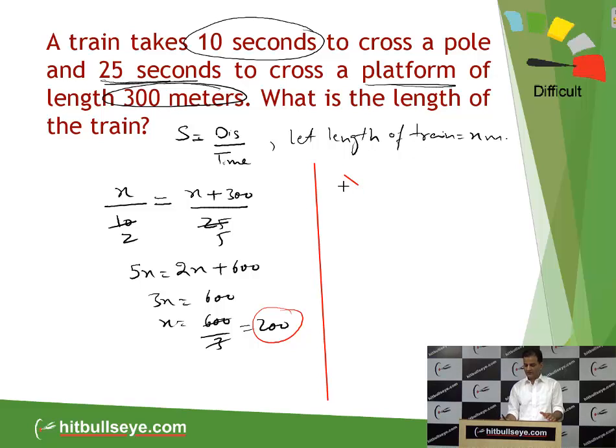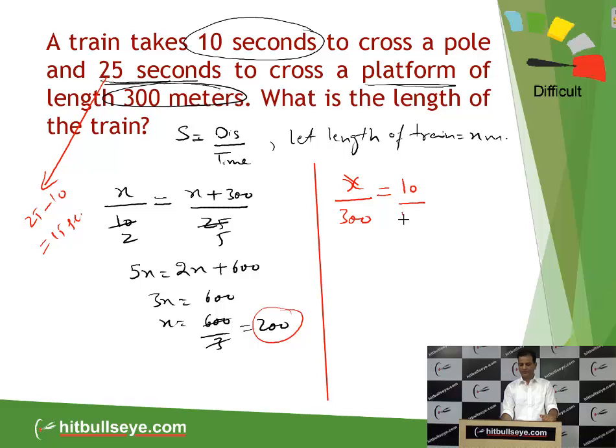Now, let the length of the train be x, and the length of the platform is, students, 300. So the length of the train is x, and how much time is it taking to cross a pole? 10. And now I will take the effective time of the platform, because in this 25 seconds, 10 seconds is to cross the length of the train, to cross a pole, which is written. So the pure platform time is 25 minus 10, which will be 15 seconds.